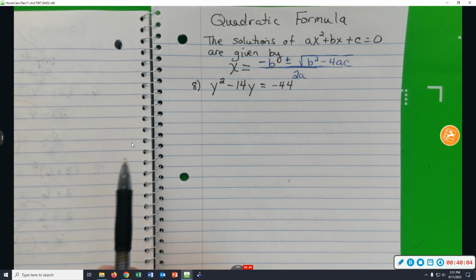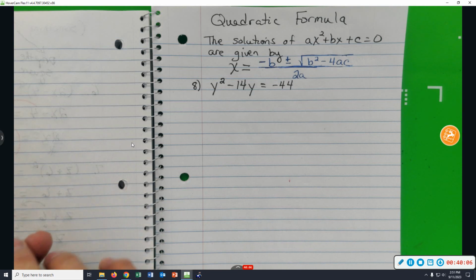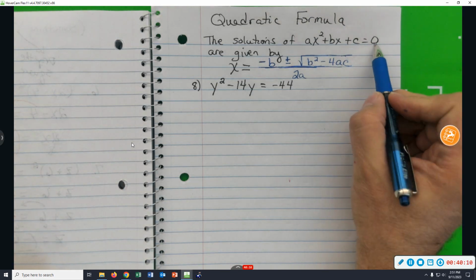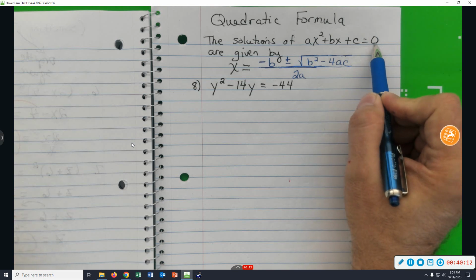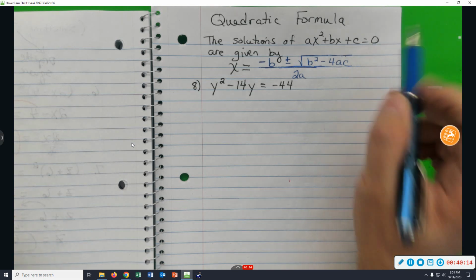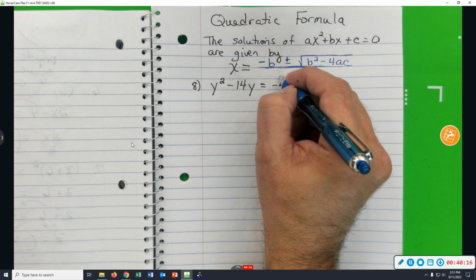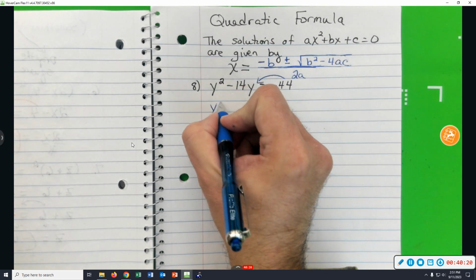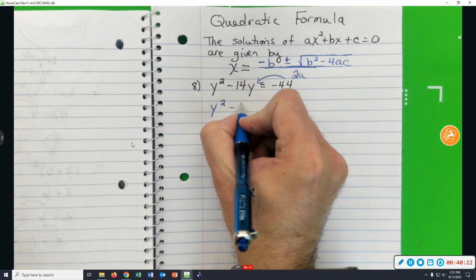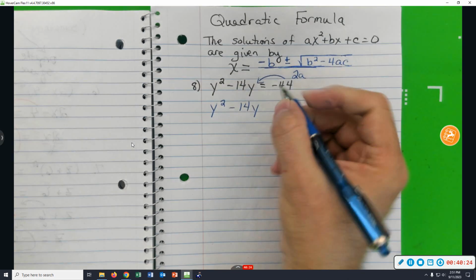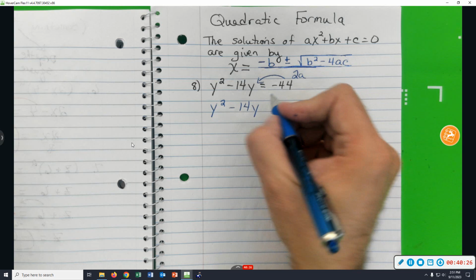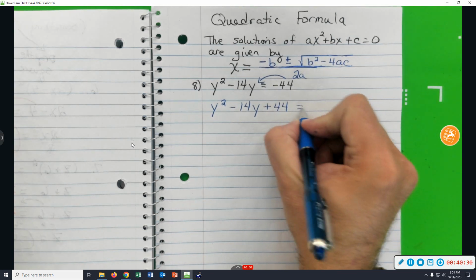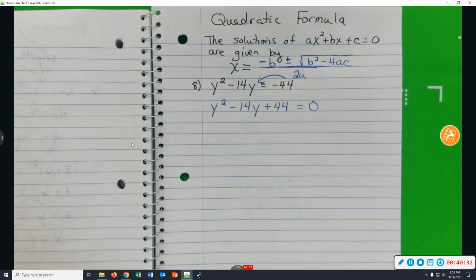It's not going to factor. So we need to get it in standard form. I'll do that by getting a 0 on the right-hand side. What will I need to do to get that 0? Add 44 to both sides. So here's how I'm writing the equation. y squared minus 14y plus 44 equals 0.